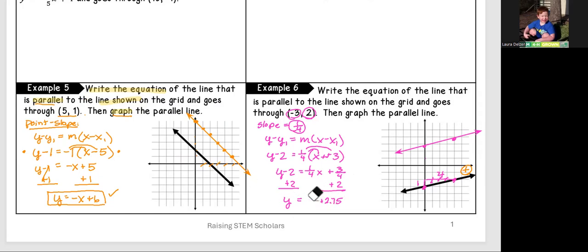Okay, here's my equation. Let me rewrite that a little bit. We got 1/4 x plus 2 3/4.